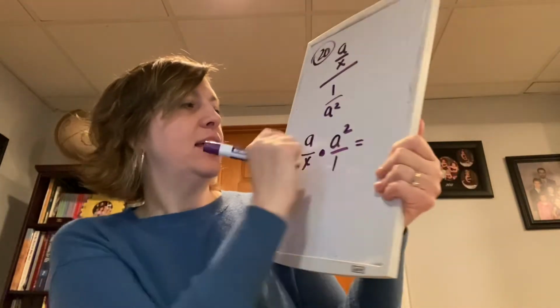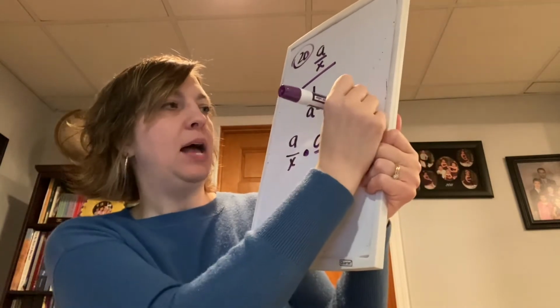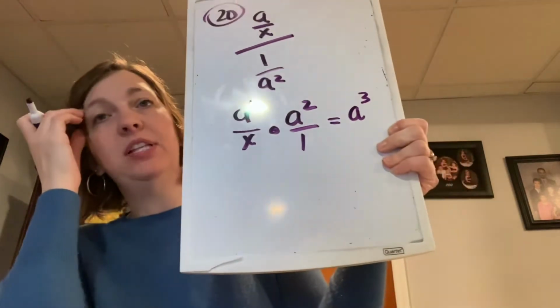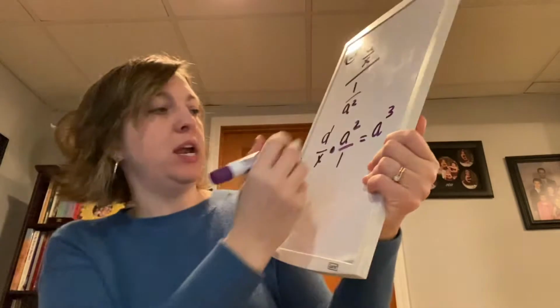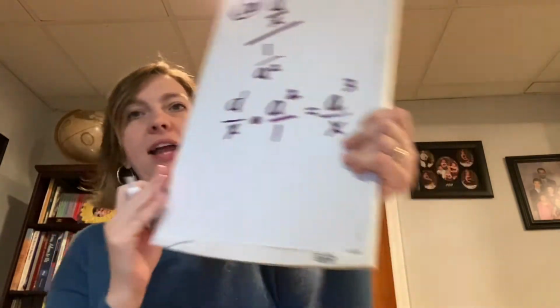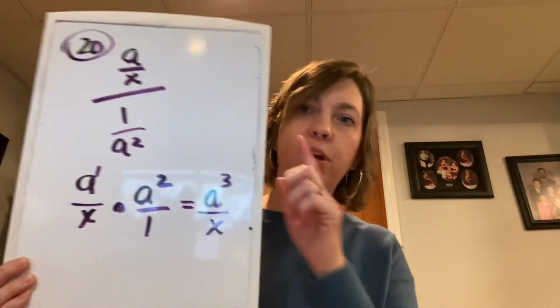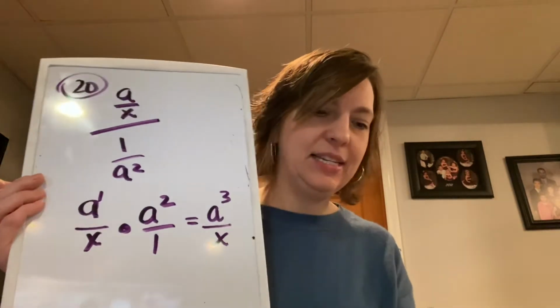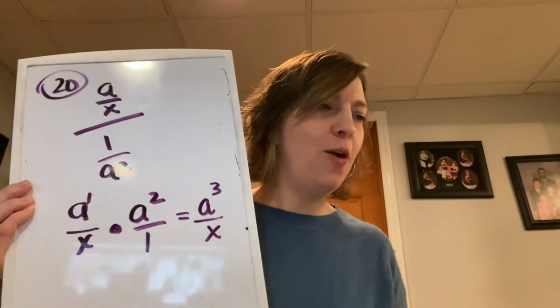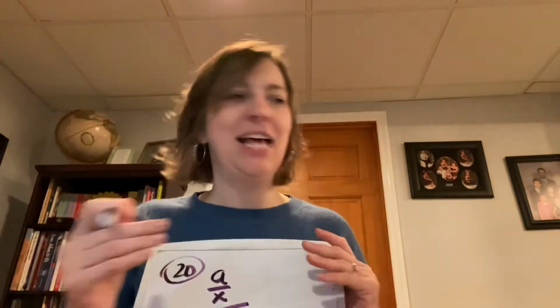Final answer, a times a squared. I'm just adding my exponents because my bases are the same. 1 plus 2 is 3 over x. A cubed over x. That's it. And that's question number 20 on lesson 65. Just a quick throw in just for fun, just because I love those.